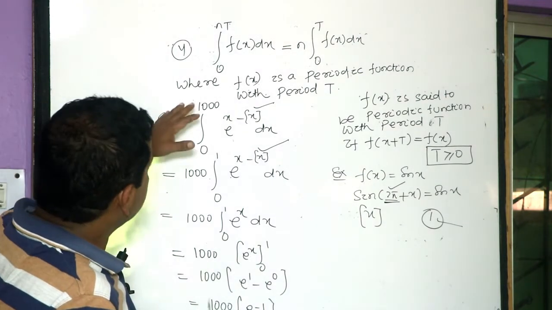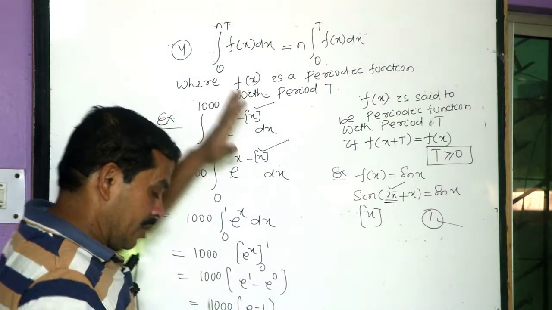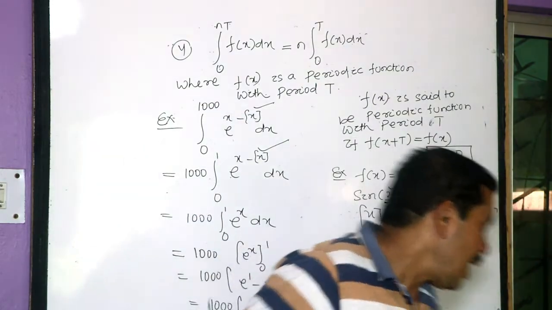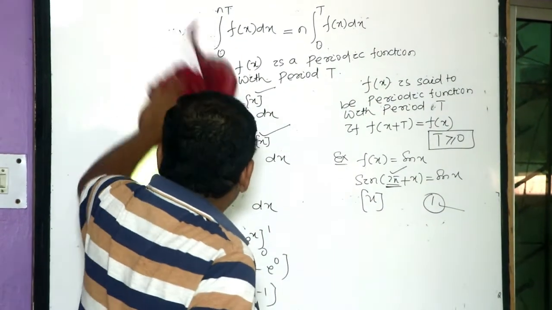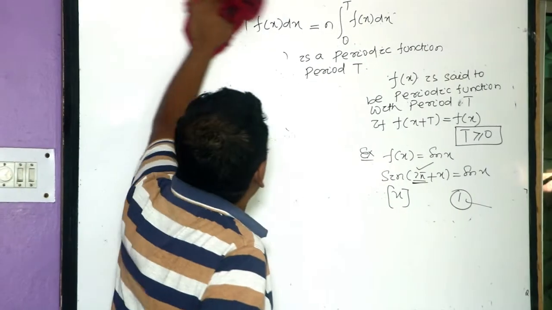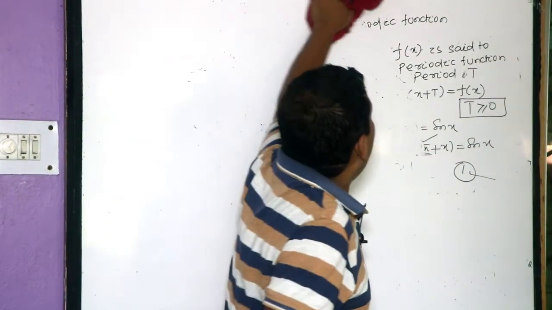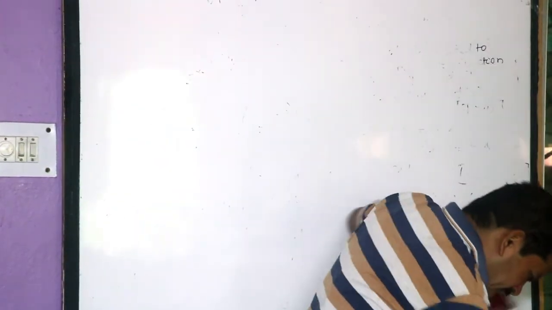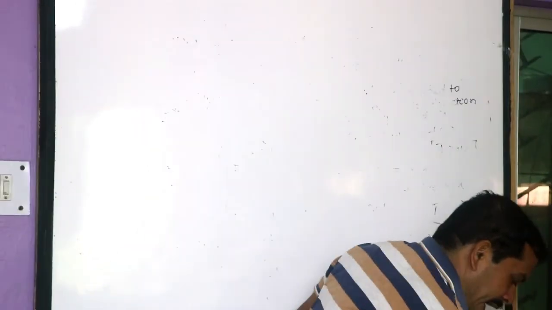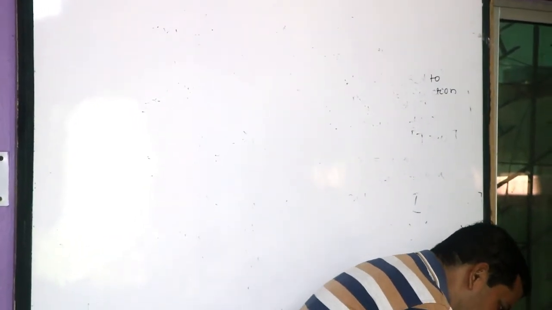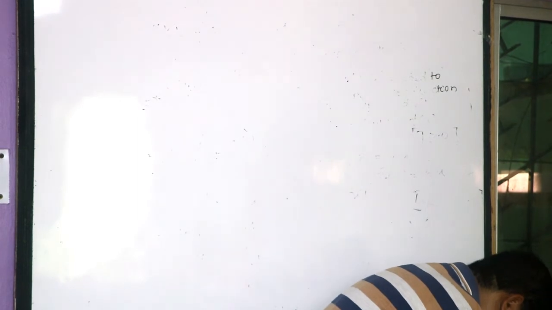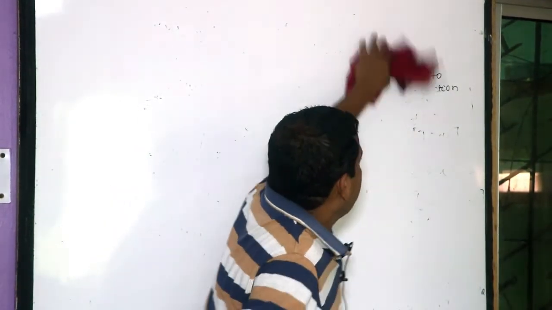So we can use these properties for periodic functions. Lastly, I shall discuss an important example which can help you to solve all the problems of article number 9k. That is your 9k. Very important article 9k.